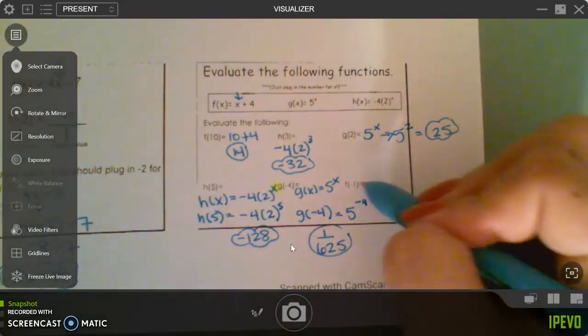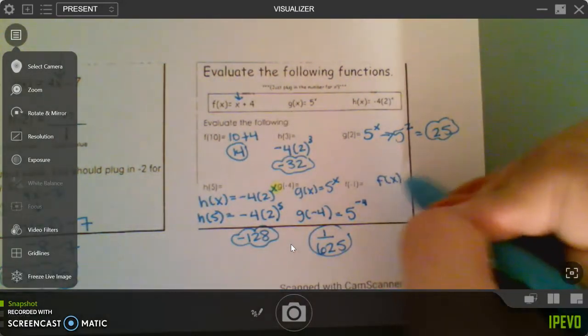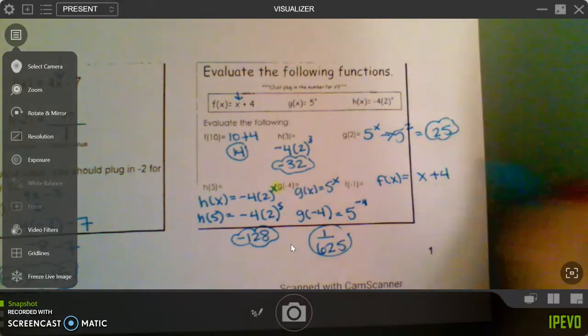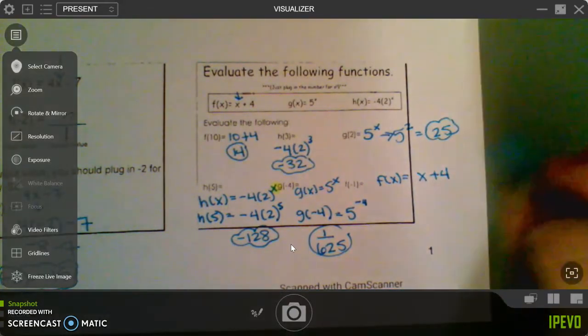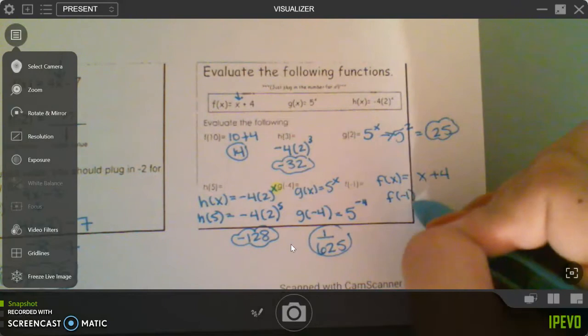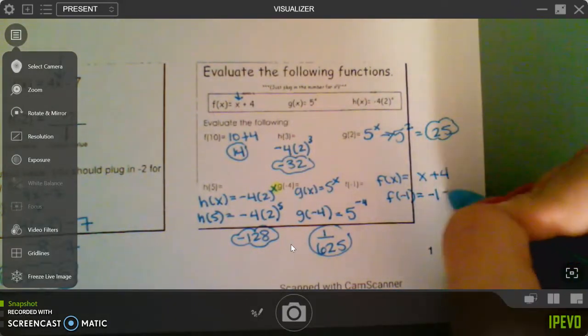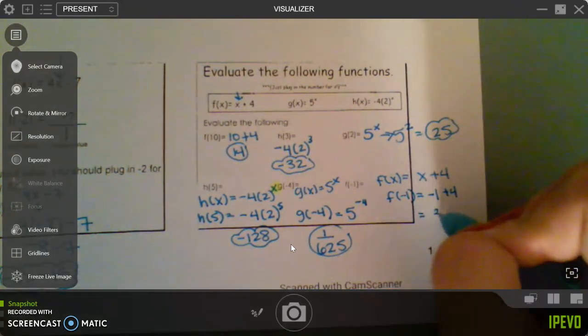And lastly, this is f of negative 1. So your f of x was x plus 4. But we're doing f of negative 1, meaning it's going to be negative 1 plus 4. So this is going to equal 3.